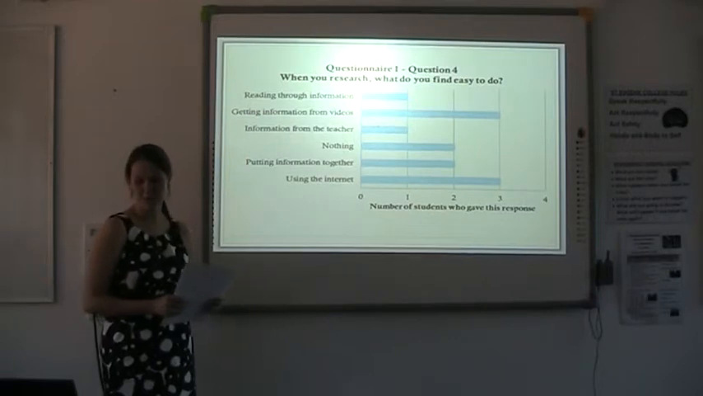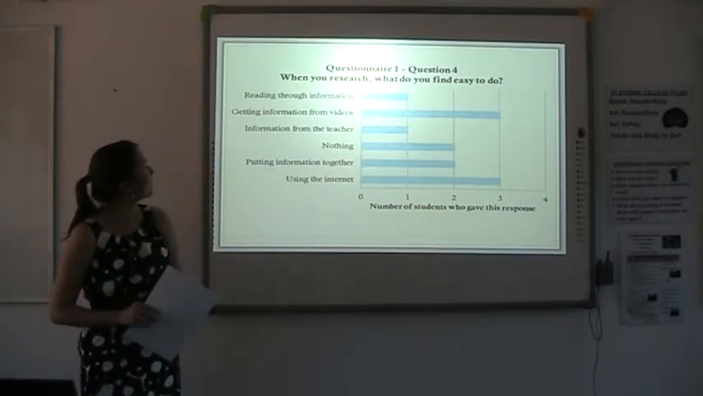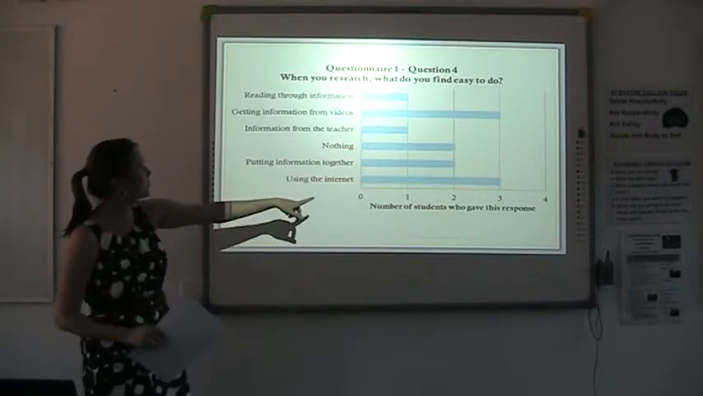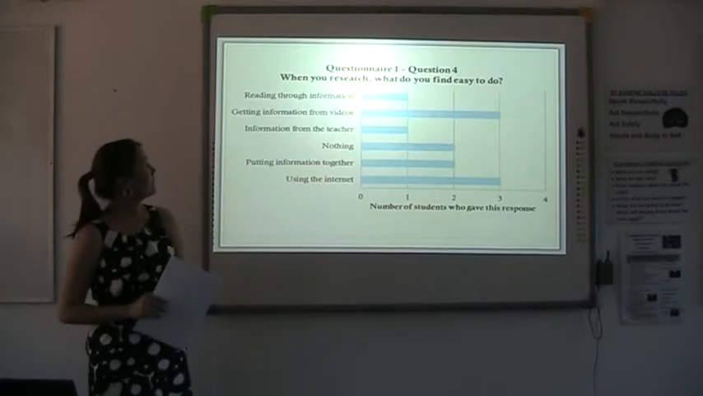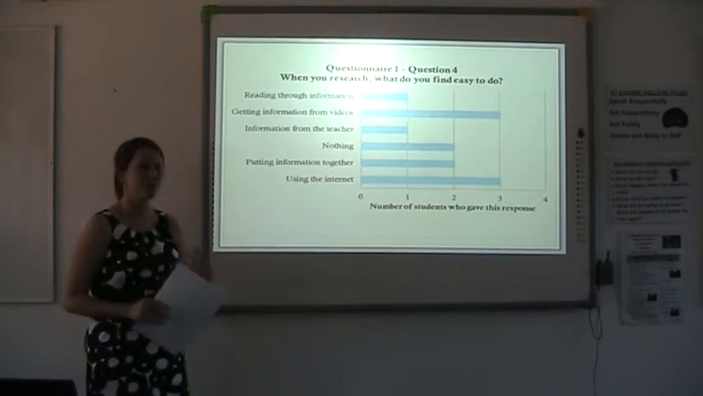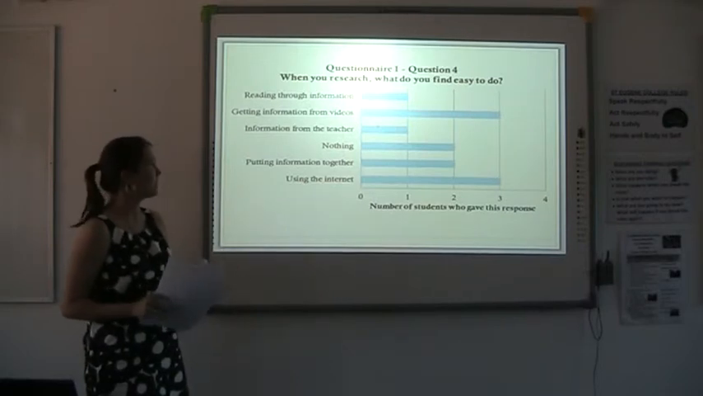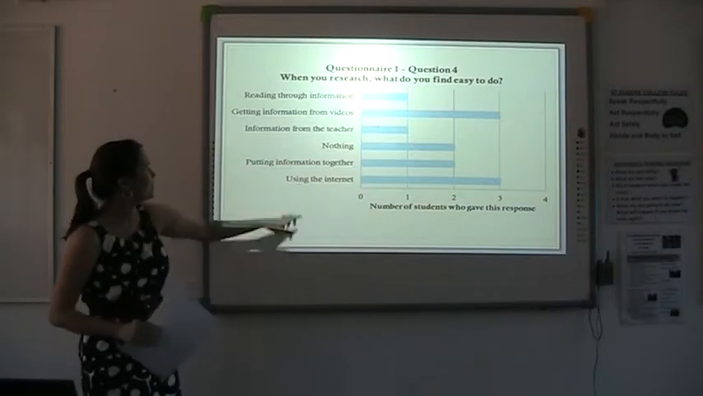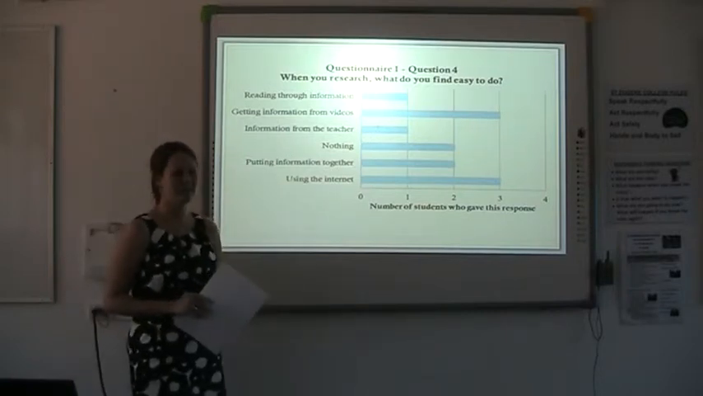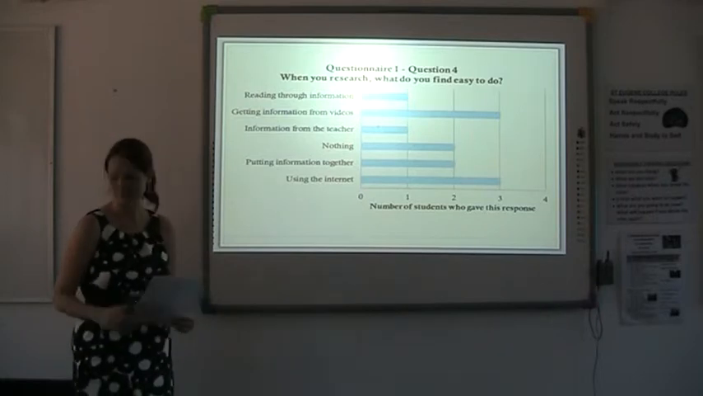The 4th question was, when they researched, what do they find easy to do? And a lot of them, 3 of the respondents wrote using the internet, and 3 wrote gathering information from videos. So they were the popular things that at the beginning of the task students thought they found easiest to do. You can see 2 students said here that they find nothing easy to do. So some of the students had a bit of a resistance to researching.